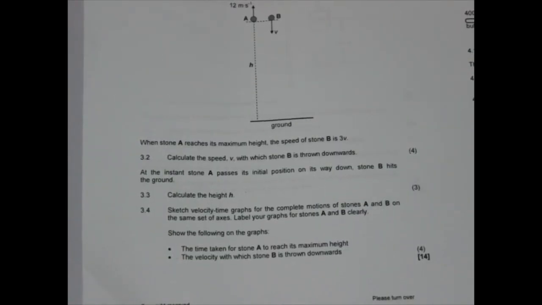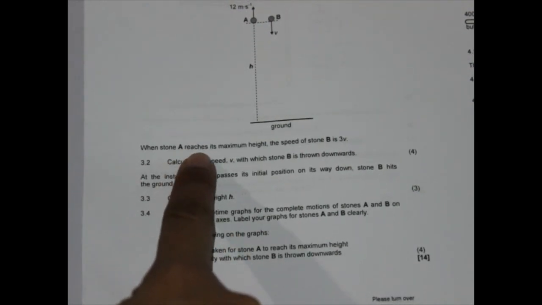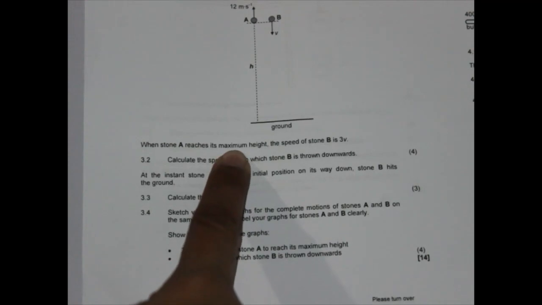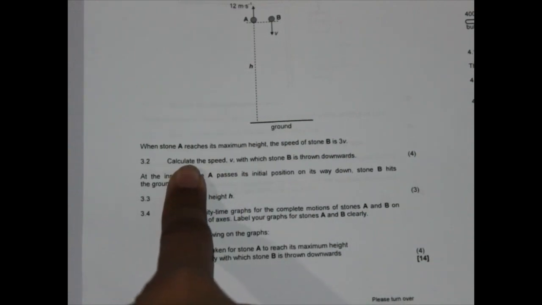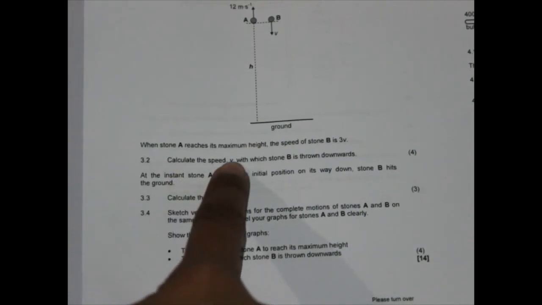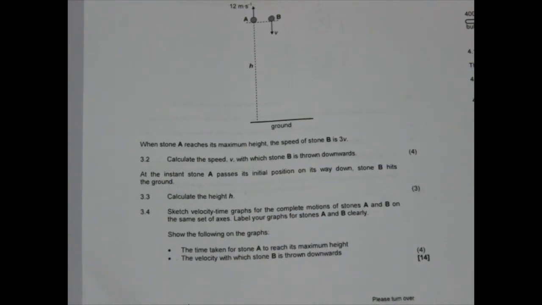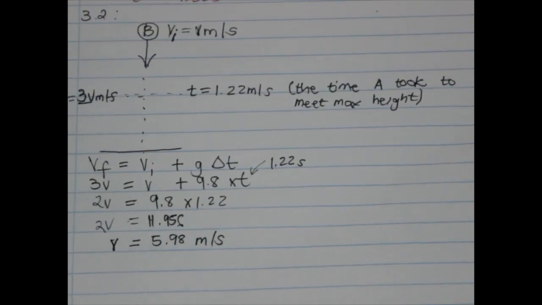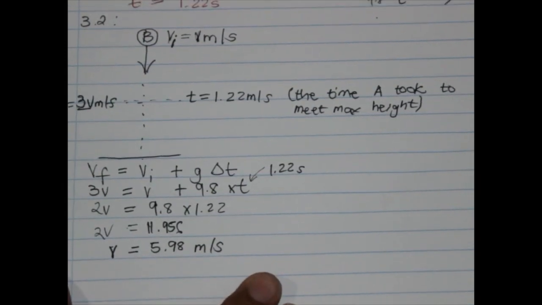For question 3.2, we have to consider that when stone A reaches its maximum height, the speed of stone B will be 3v. Using this information, calculate the speed v with which stone B is thrown downwards. Question 3.2 we have drawn as a diagram.